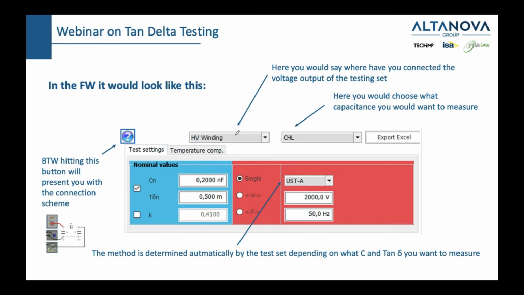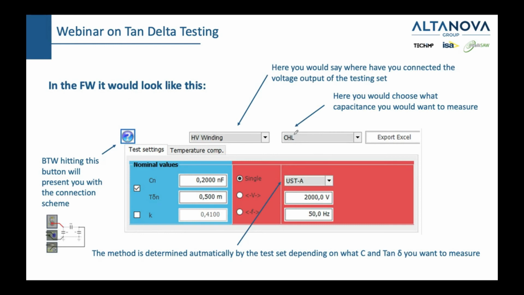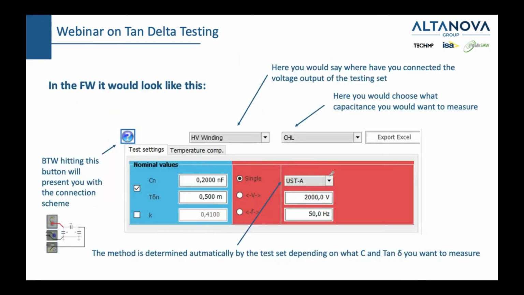So right now, I have connected to the high voltage winding, and then I answer the question, what do I want to measure? CHL, which is this, or I can measure CH, or I can also measure CH plus CHL in one shot. So these are three things which I can measure with this setup. And if you're not sure how to connect, of course, you just press the question mark button and you will get this nice scheme.